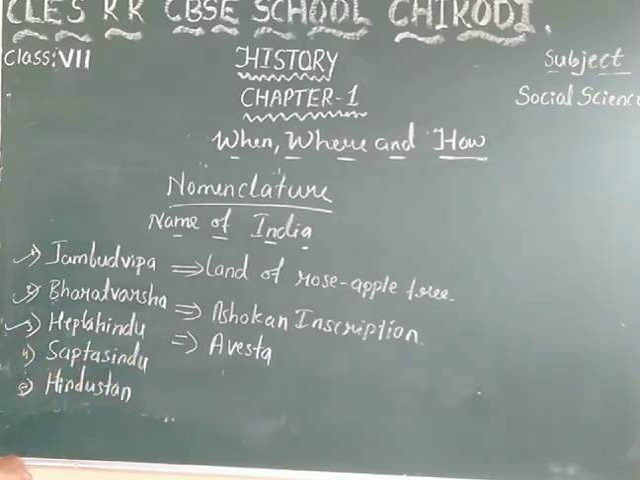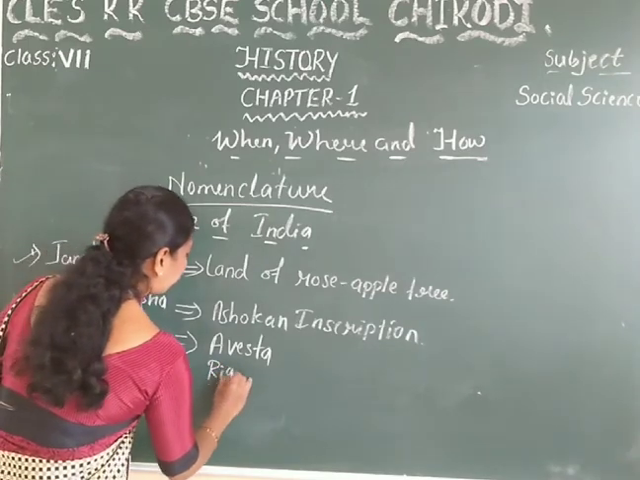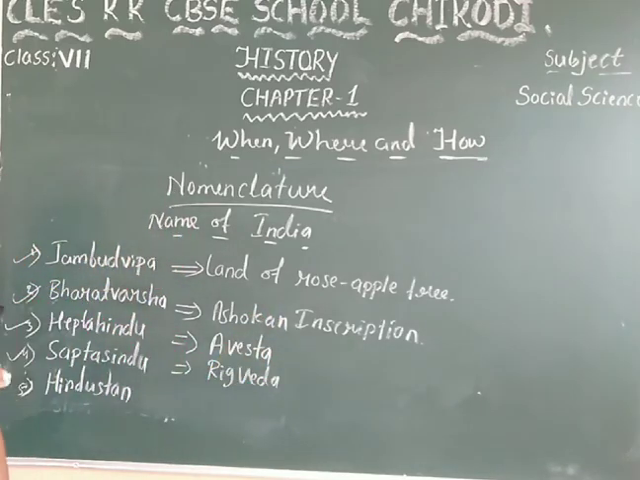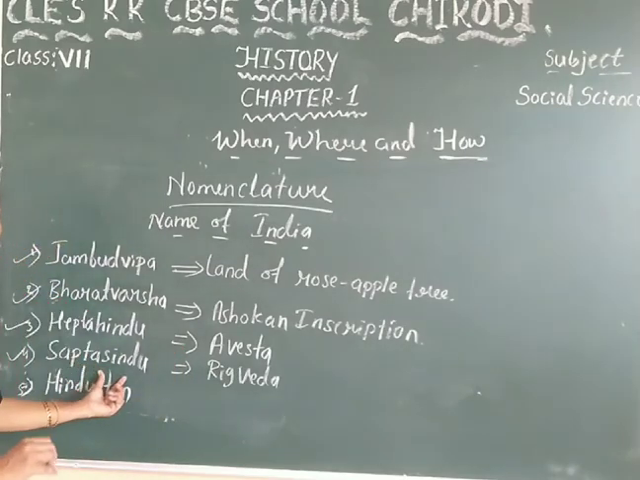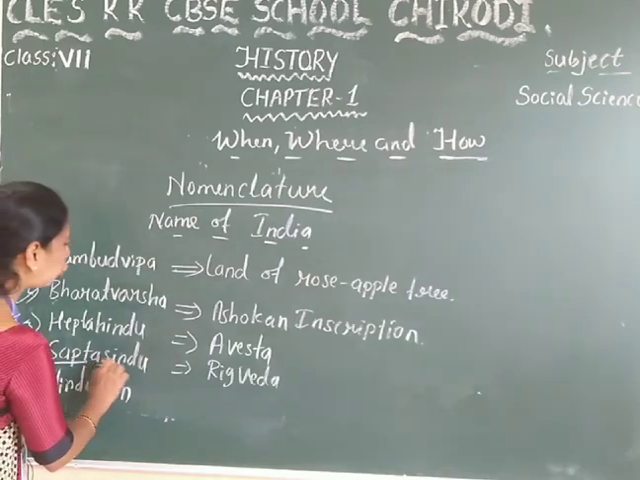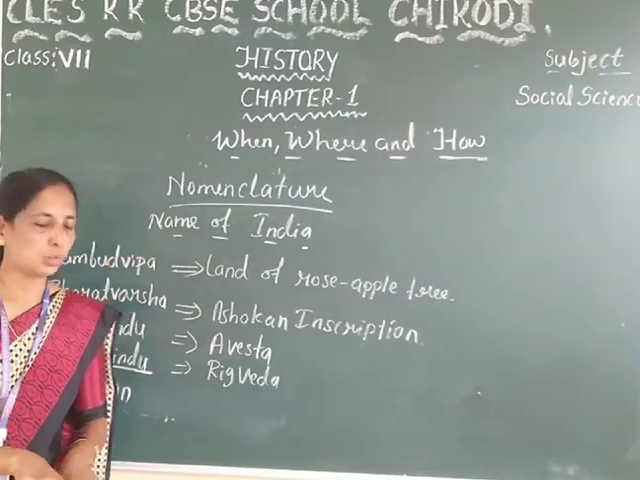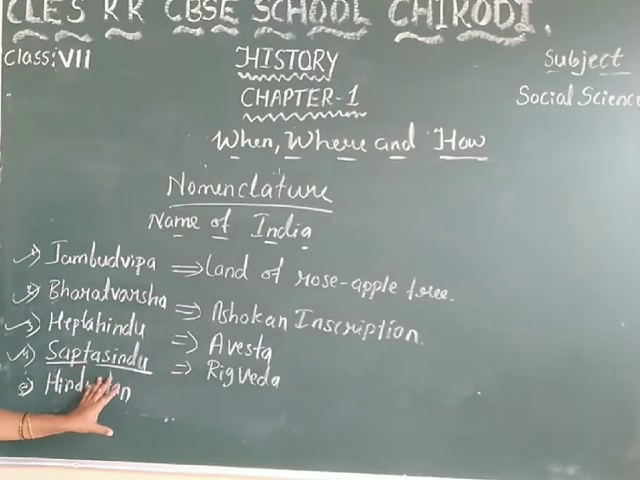And next you see here, the fourth name is Sapta Sindhu. In the Rig Veda period, the Rig Veda refers to India as Sapta Sindhu. Because see here, Sapta means what? Seven. And Sindhu means river. It is the seven rivers. So in the Rig Veda period India was called Sapta Sindhu.